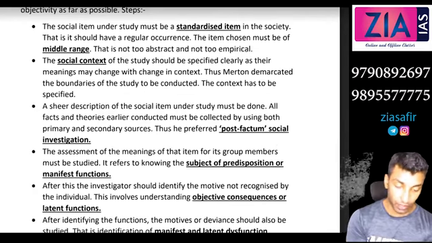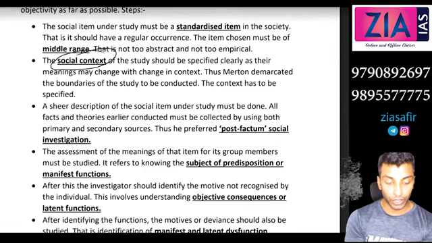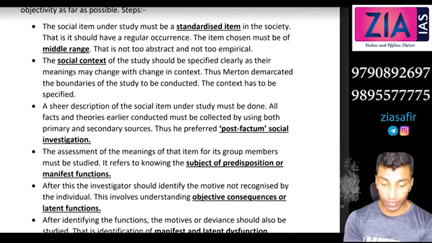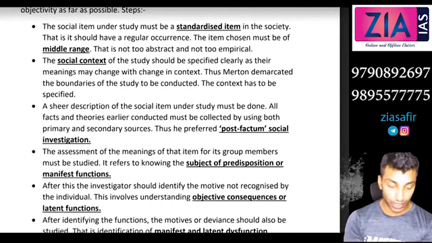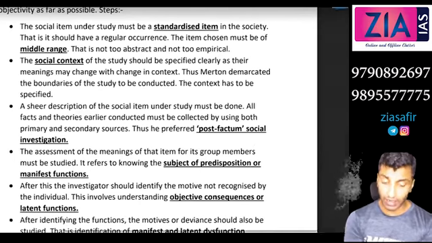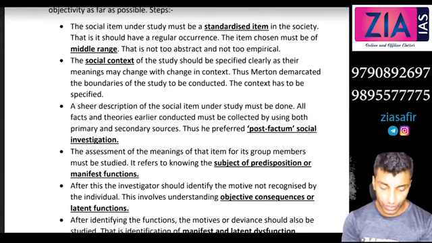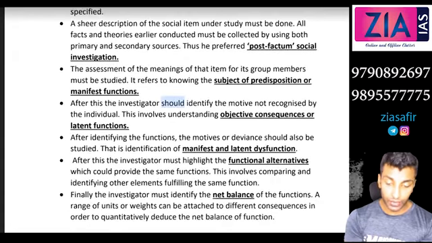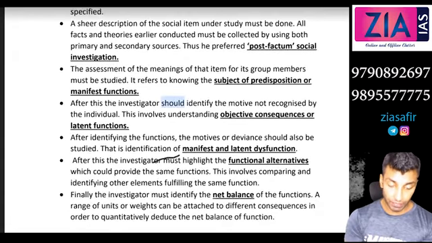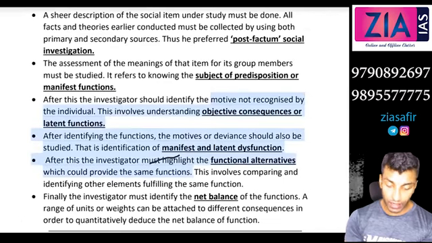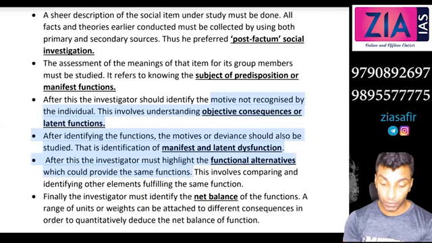You can specify the context. For example, if you talk about the green revolution or anything, whatever it is, or if you talk about the sex ratio, you have to specify the context, and then you go for post-factum social investigation. That means whatever theory and other things which you can write, the thinkers you can write, and then you can identify the manifest functions. So this is how you have to be writing your sociological answer. This is how you can bring the sociological perspective.